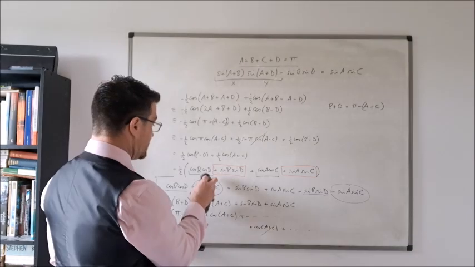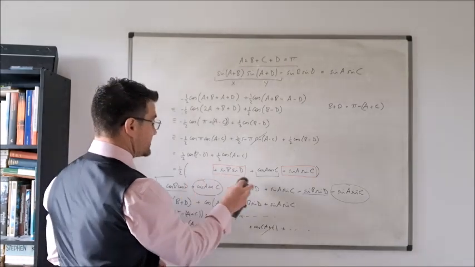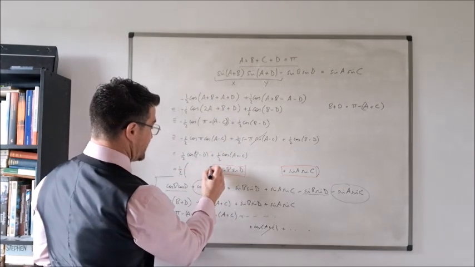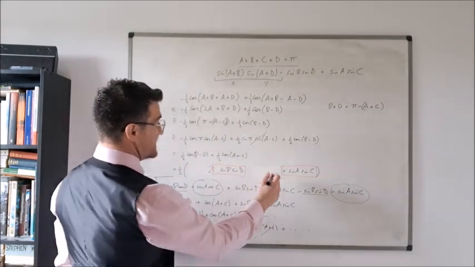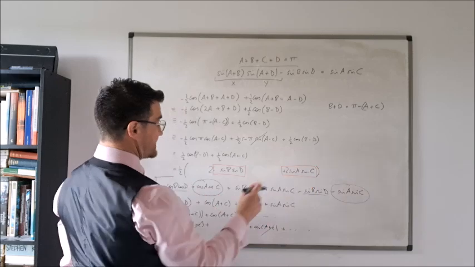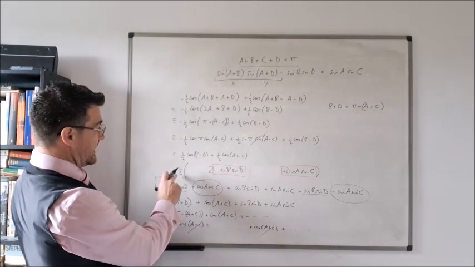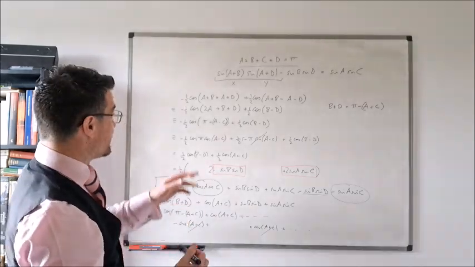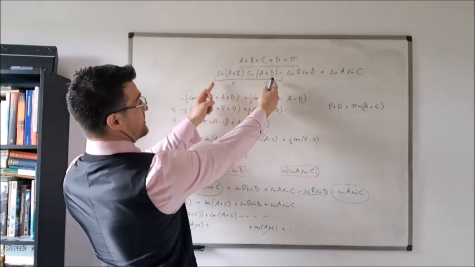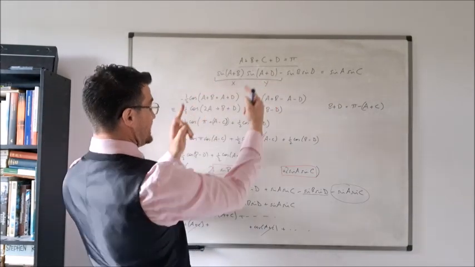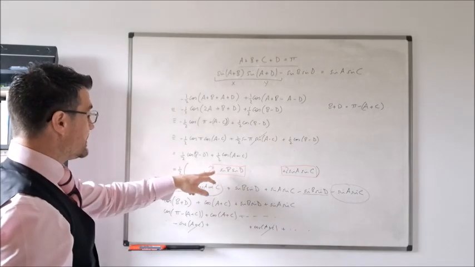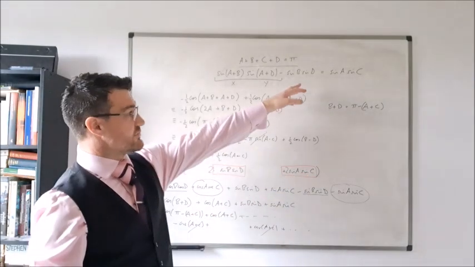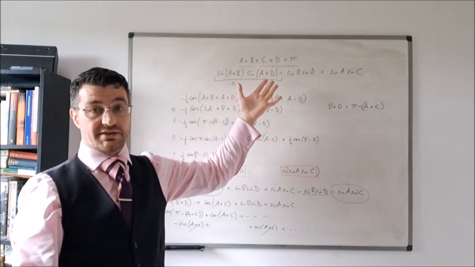So what I end up with then is 2 sine b sine d plus 2 sine a sine c, all multiplied by half on the outside, and I get the identity. Because remember what I started with? What I started with was this. I've shown that this is identically equal to sine b sine d plus sine a sine c, which with a little bit of a rearrangement gives me the identity that I needed.